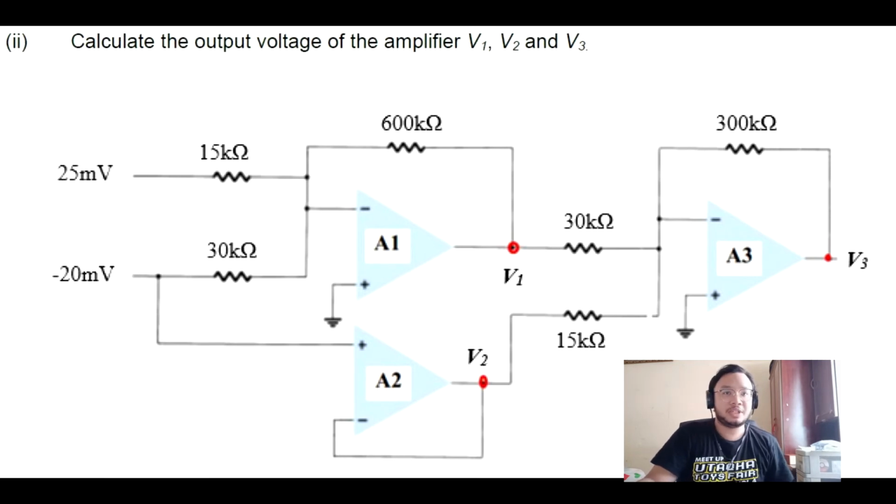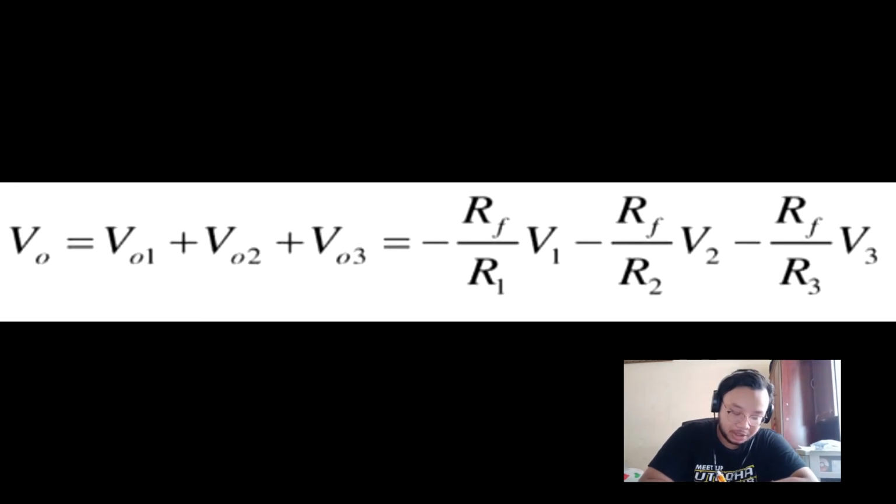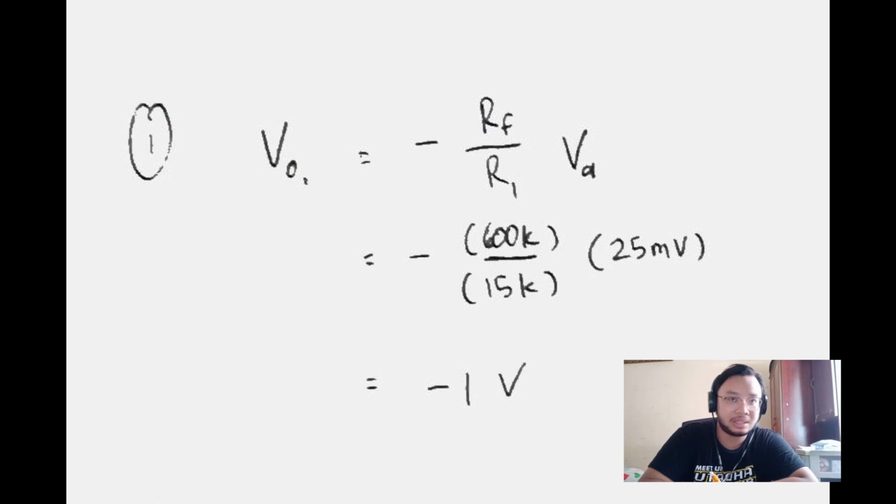Calculate the output voltage of the amplifier V1, V2 and V3. So first, we're going to take a look at V1. How to do this? First, we have to consider the output for the first voltage supply by using this formula. Substitute the RF value, which is 600k ohm here, and the R1, which is 15k here, and multiply with the voltage supply value, and we'll get this answer.